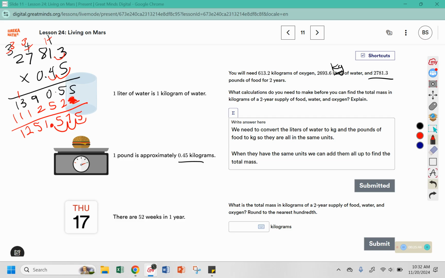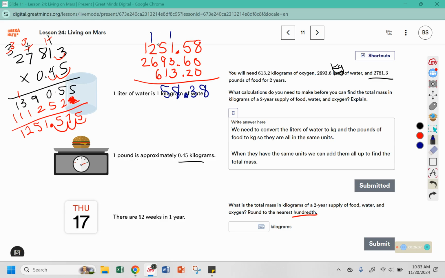We're going to round that to the hundredths so that 5 makes the 7 change to an 8. So I have 1251.58 for our food. I have 2693.6. We can put a 0 here for our water, and 613.2. We can put a 0 there for our oxygen. 8 plus 0 plus 0 is 8. 5 plus 6 is 11, plus 2 more makes 13. Line up our decimal there. 3 plus 3 is 6, plus 1 is 7, plus 1 is 8. 9 plus 1 is 10, plus 5 more makes 15. 6 and 6 is 12, 13, 14, 15. 1 plus 1 plus 2 is 4.